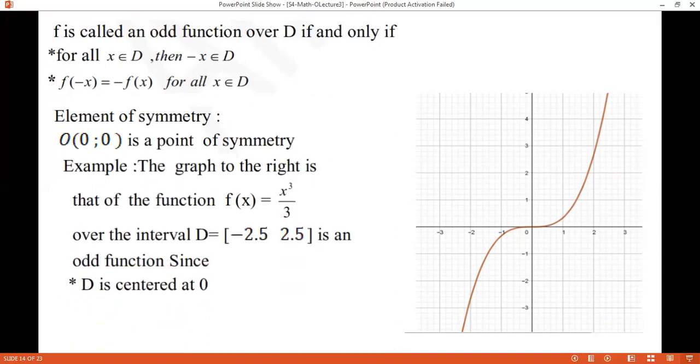Suppose we have the function f of x equals x cubed over 3. We are now going to replace x by minus x, so it's minus x cubed over 3. Then multiply the function by minus, and you are going to get x cubed over 3. So first we replace x by minus x, and we got minus x cubed over 3, which is minus f of x. So it's an odd function.